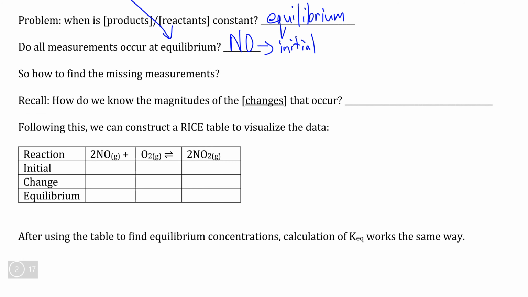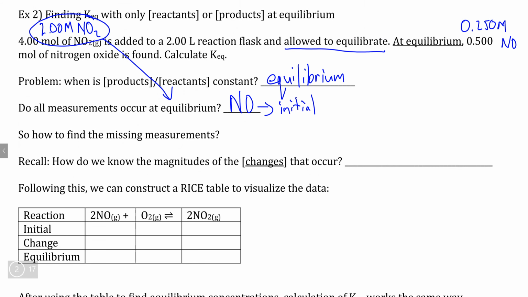So the question is, how do we find all of the missing measurements? Well, that's where we can consult a RICE table, keeping in mind when these measurements occur: the concentration of nitrogen monoxide occurs at equilibrium, so we can write 0.250 moles per liter in here, but the 2 moles per liter of nitrogen dioxide occurs before the equilibrium is reached, so we would write this in here.